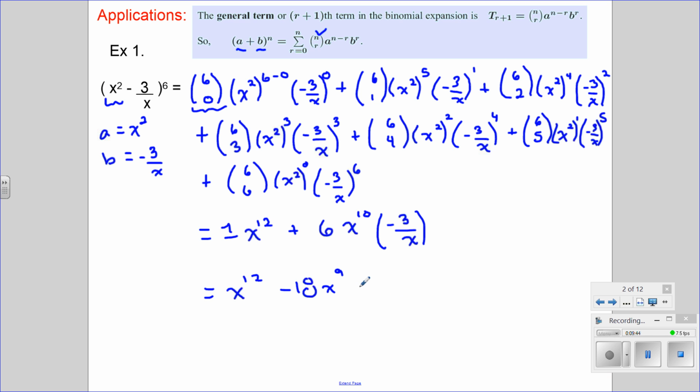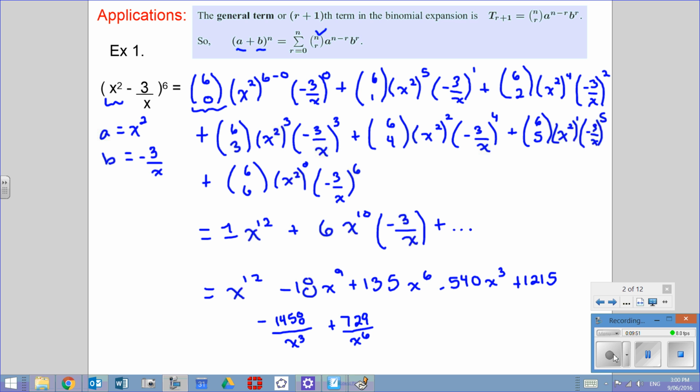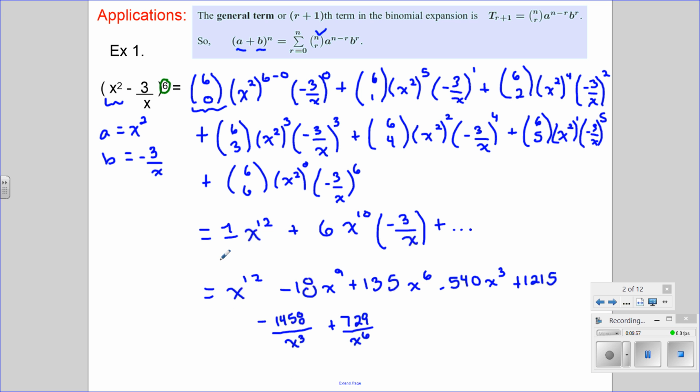And then you guys can reduce. So go ahead and pause it here and try to simplify this expression. Okay. All right, so once we've simplified down, again, remember since n is 6, we should have 7 terms. So we've got this first, 2, 3, 4, 5, 6, 7. And these last two terms, we always want to write with a positive index.